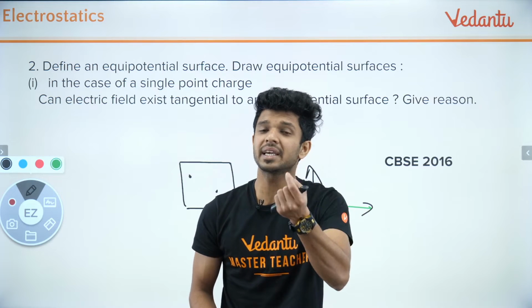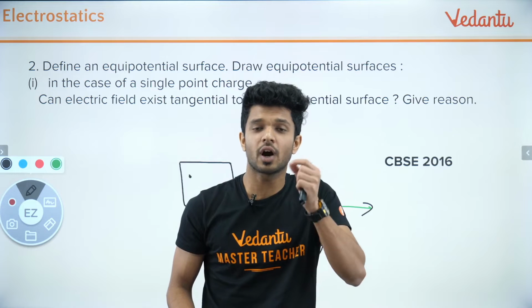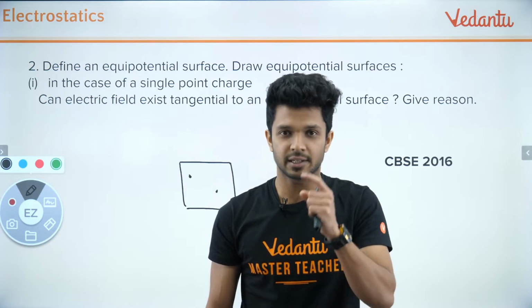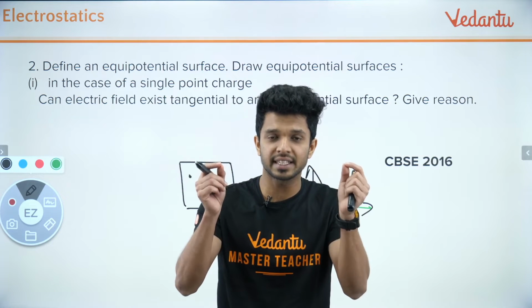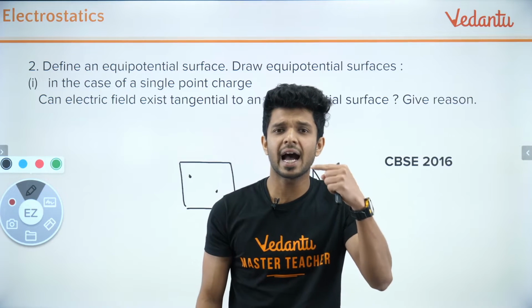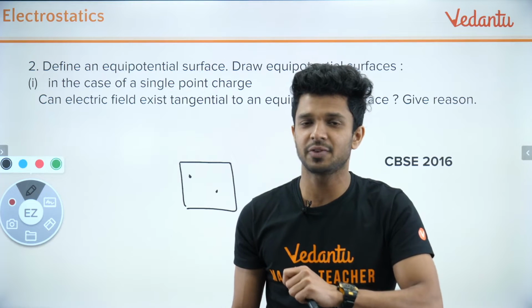So how did it become spherical? Everyone is giving me the answer as spherical. Okay, how did we get to know that this equipotential surface is spherical in nature for a point charge? Because we started to mark all the points which are perpendicular to the electric field. Now, why am I marking all the points which are perpendicular to the electric field?